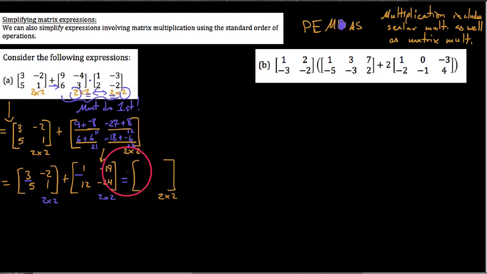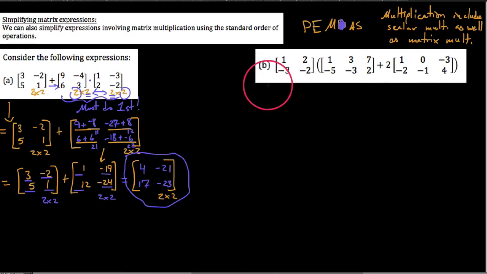So we're going to say 3 plus 1 now, that's our 4. We say -2 plus -19, that's -21. 5 plus 12 here is 17. And then lastly, 1 plus -24 is a -23. So this would be our simplified matrix that we would get from this expression up here. So you can see the importance of using the order of operations.